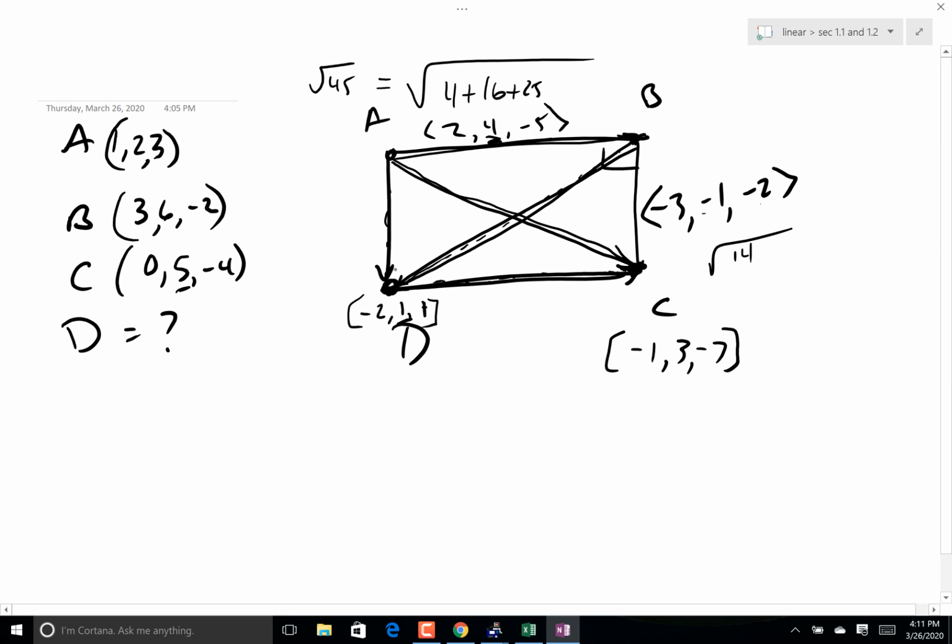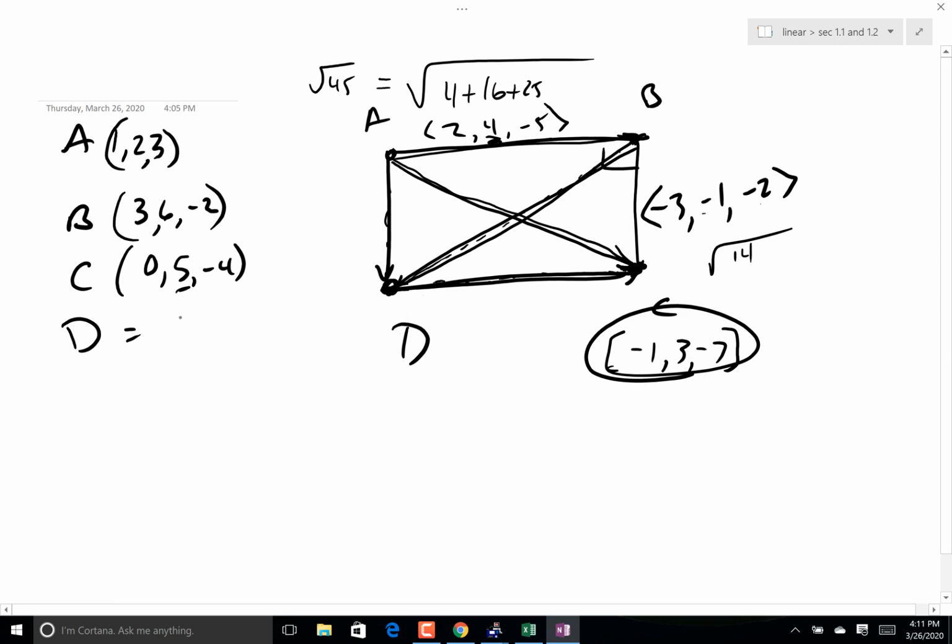Well, if you went from... so you're like, well, is it going to be the same vector? A lot of people would think it's going to be the same vector or the negative. No, the vector is completely different, but the length must be the same. So D is the point. I'm going to write this out of my way.